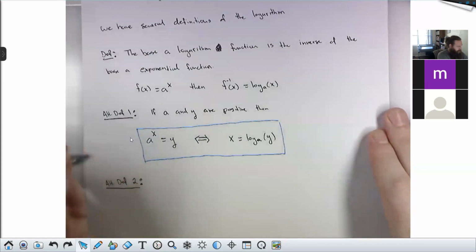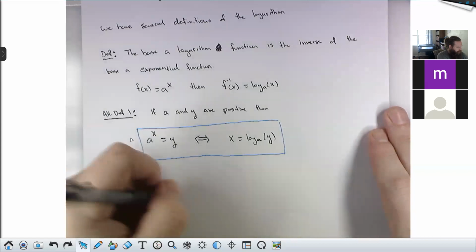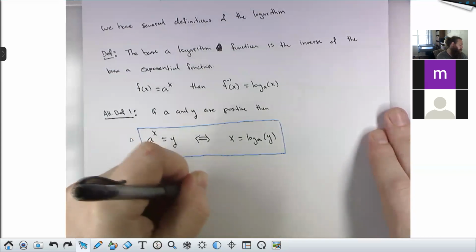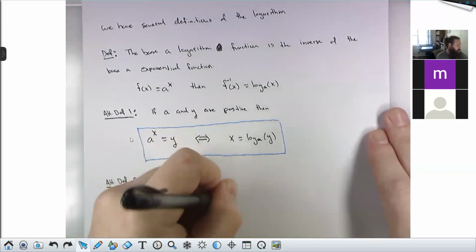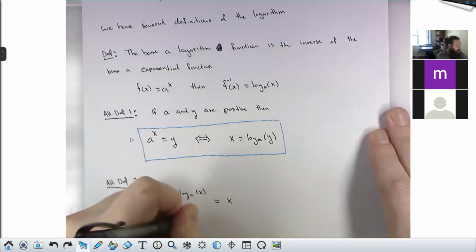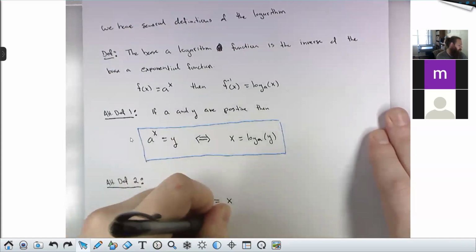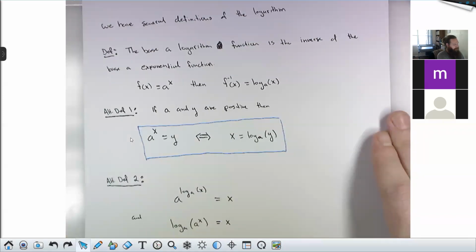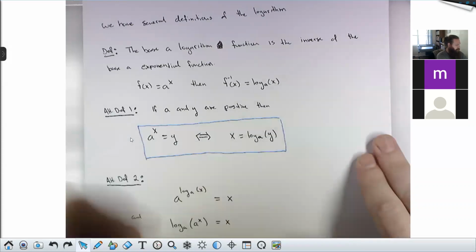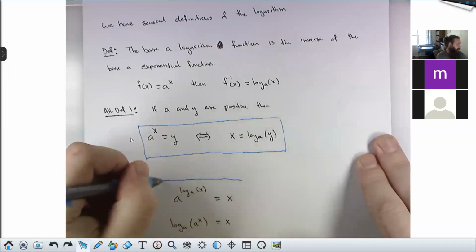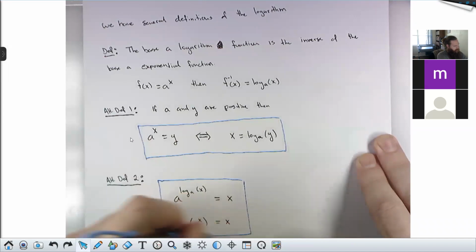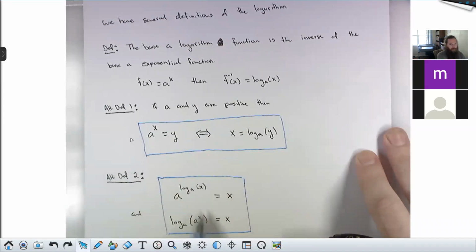So again, what we could say here is that a raised to the power of the base a logarithm of x should be x, and the base a logarithm of a to the x should be x. That's the game. So this is your final characterization of the log. And this is really just the algebra version of the very first one.